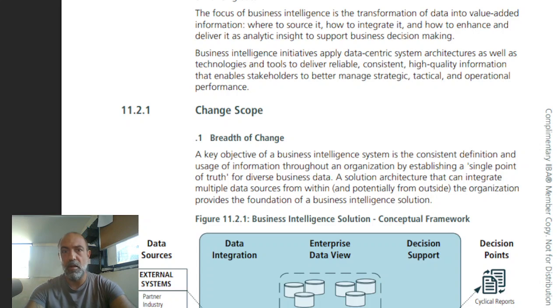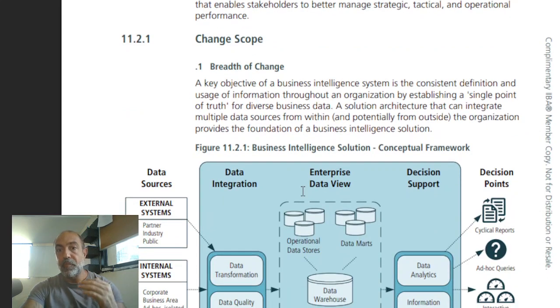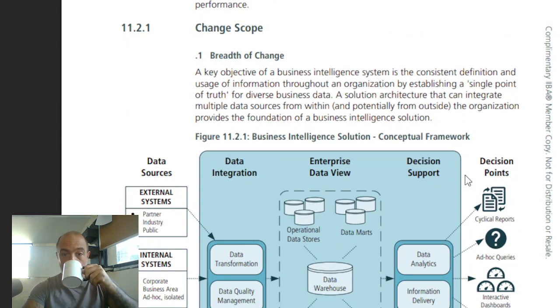11.2.1. And just like before, we have a change scope. There's a business analysis scope. There's methodologies and approaches, underlying competencies, and impact on knowledge areas. These are the standards, right? So what's the change scope?